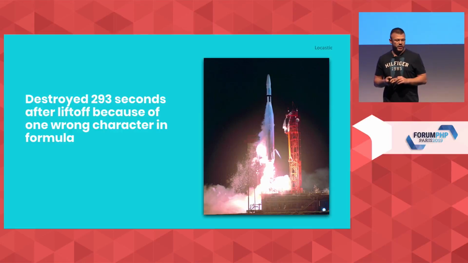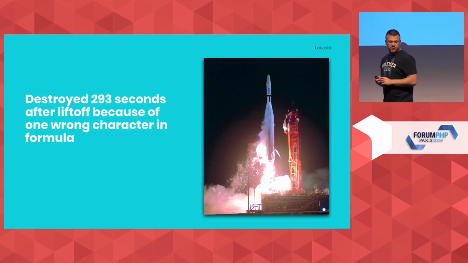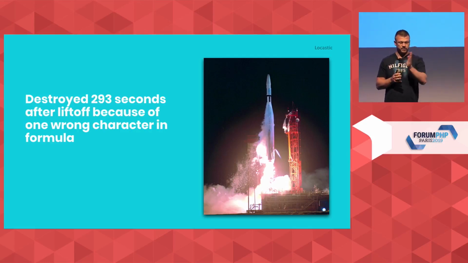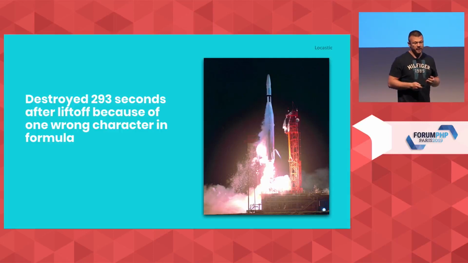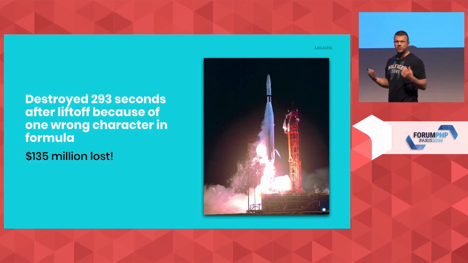This is the Mariner 1 rocket, which was launched on the 22nd of July in 1962, but after almost 30 seconds they needed to destroy it because of a small bug in the system. The developer who was transcribing the formula for calculating the track of the rocket made a small mistake. He didn't write down a small superscript, and the result was $135 million just lost, burned out, literally. Fortunately, there were no human victims.